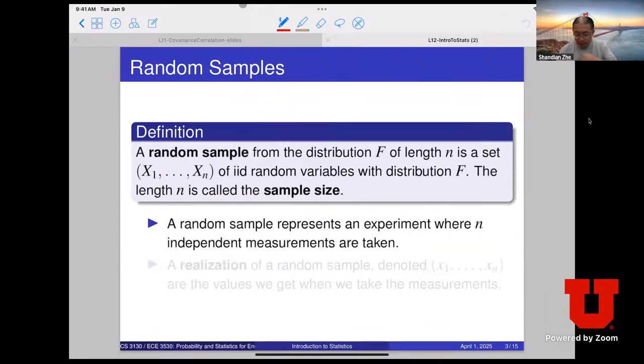So here is a summary of what the random sample reflects. A random sample represents an experiment where n independent measurements are taken. It's not only flipping a coin. You could be using your telescope to observe some data that you record 10 times.